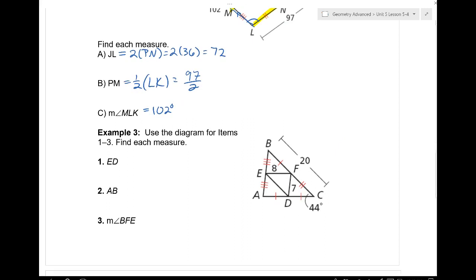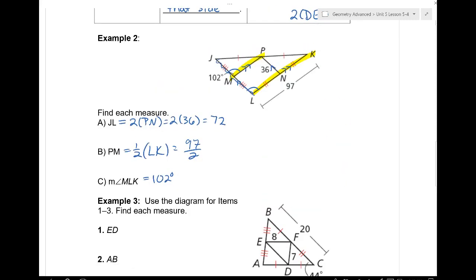Yes, ma'am? Why did you make segment NP parallel to LK instead of PN parallel to JL? PN bisects segment LK or intersects the segment. It can't be parallel to it. No, I mean like PN parallel to JL. It is. I did. Oh, sorry. I had arrows right there.